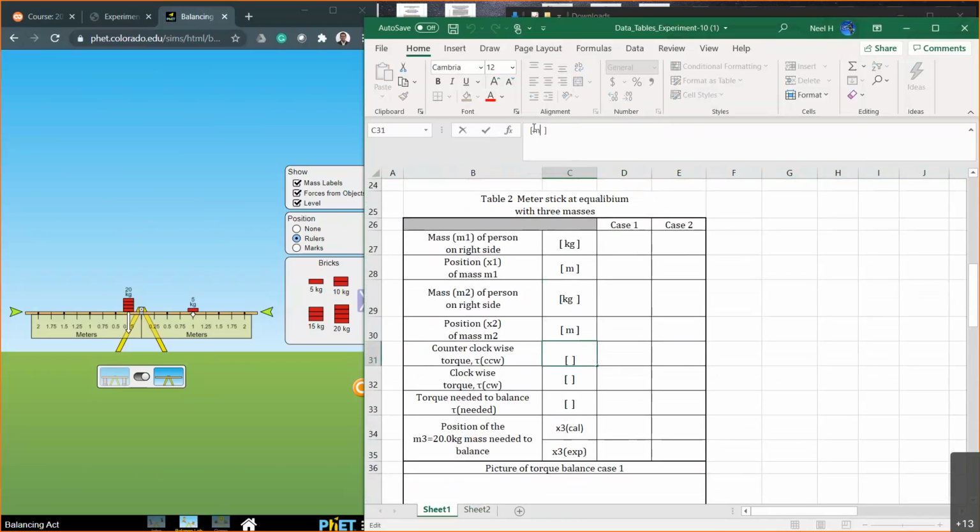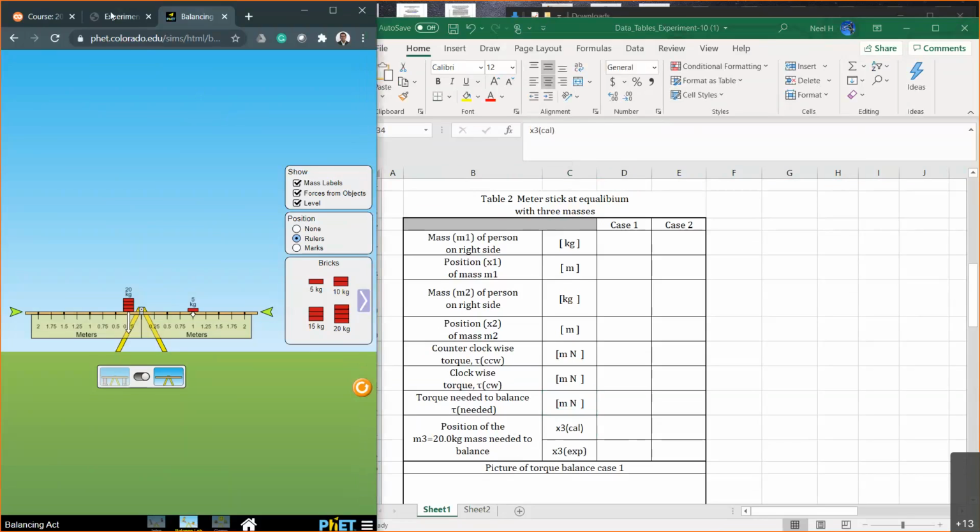Torque unit again, meter Newton. Torque unit is always meter Newton. And the torque balance, the torque needed to balance, that also should be meter Newton. And then the position I can calculate theoretically and experimentally. We're going to try to balance it by using 20 kilograms. Okay? Let's take a look.